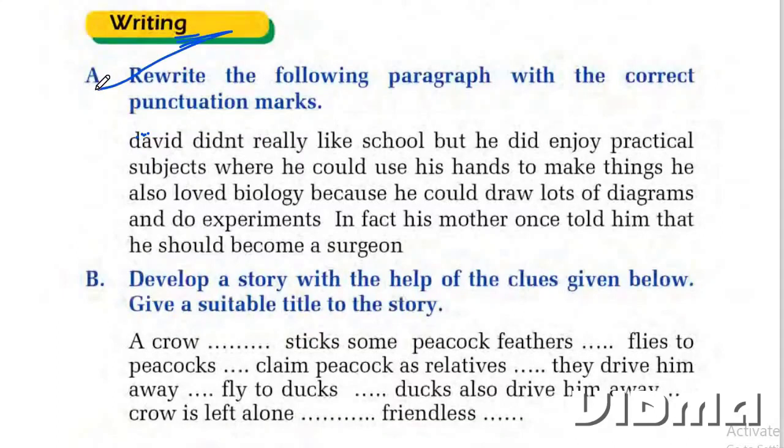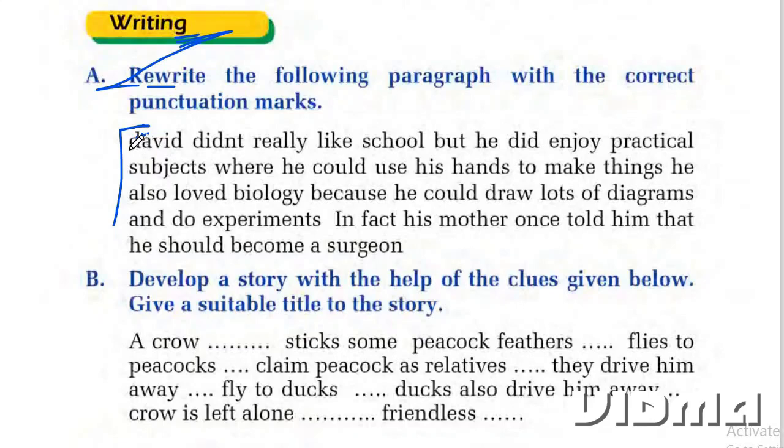Writing. A. Rewrite the following paragraph with the correct punctuation mark. So we have to write this paragraph again, punctuating. So before doing this, you have to understand what is punctuation and then what are those punctuation marks. Punctuation are the symbols or signs that we use in order to make our writing clear.